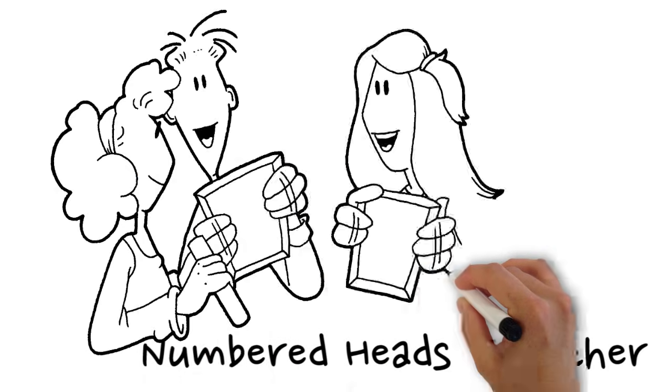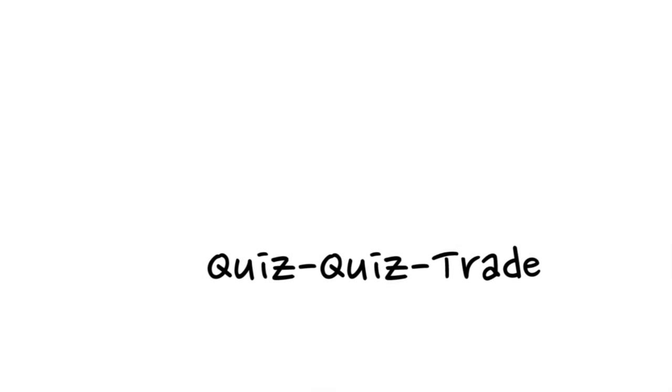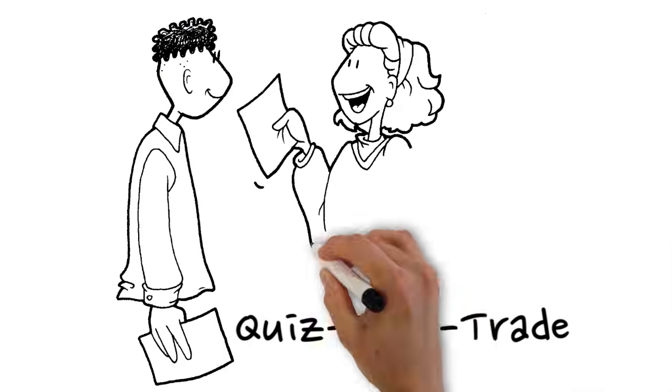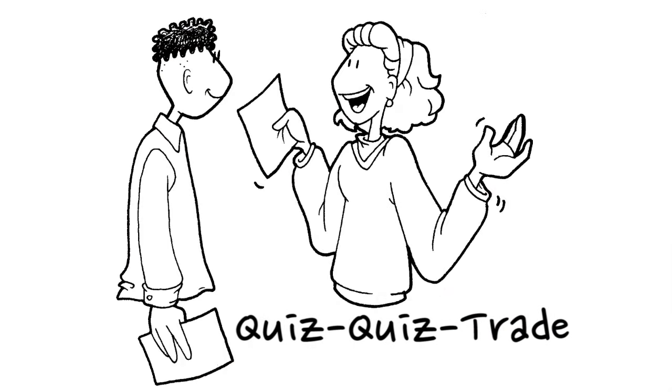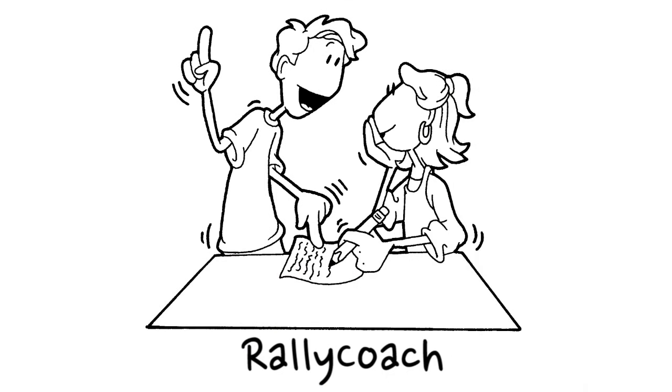In numbered heads together, teammates put their heads together to review. Everyone is more active and the content becomes more memorable. In quiz trade, students repeatedly quiz classmates. They have so much more fun being up and active than working alone. In rally coach, partners solve problems together. Instead of independent practice, students have a peer to coach them and provide immediate feedback.